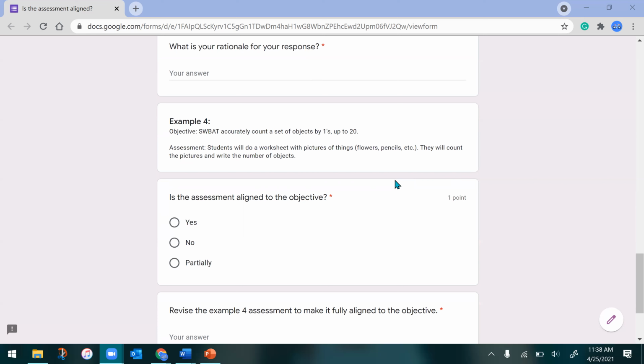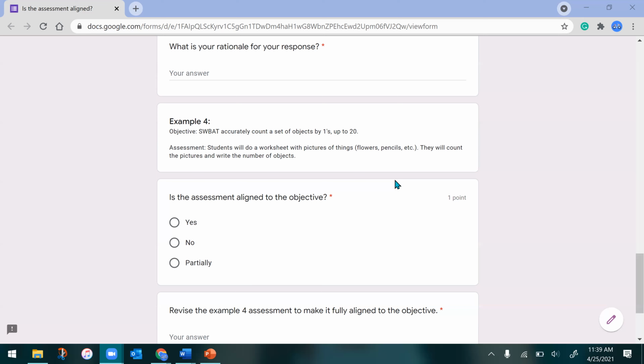First, students are using a worksheet with pictures. The objective does not say they will count using pictures, it's a set of objects. So that's the first problem. The second problem is students are having to write the number of objects. And when they're learning to write numbers, that is a different standard, and you might have two standards aligned to this lesson, but then you need to state that in your objective.